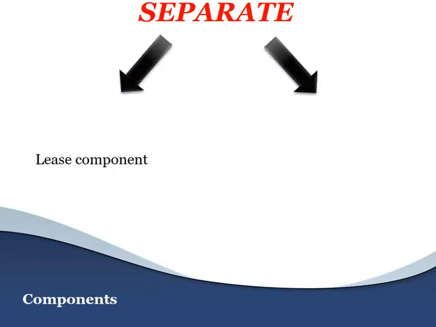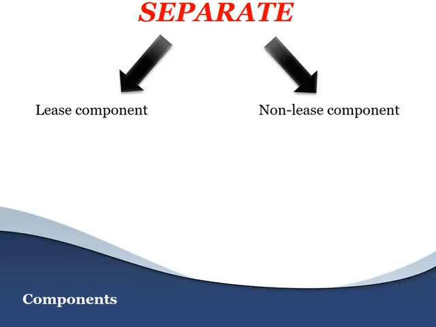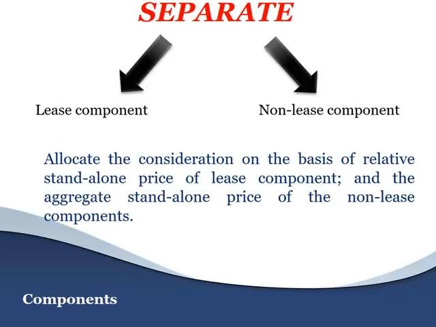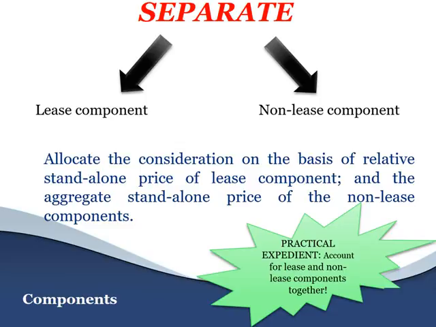The standard says quite simply, separate them. You need to separate out the leasing component and the non-leasing component. How do you do that? Well, effectively, you allocate the consideration on the basis of relative standalone prices of the lease component, and of course the aggregate standalone price of the non-lease components. So what you need to do is go out and work out effectively what value in the contract relates to the leasing components, what value relates to the non-lease component, and split those out and account for the 2 separately.